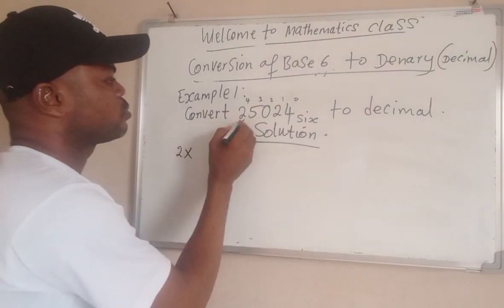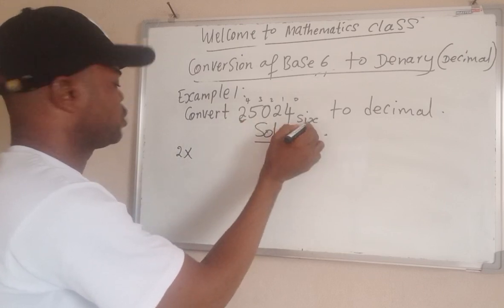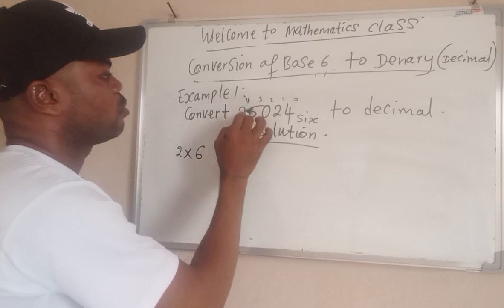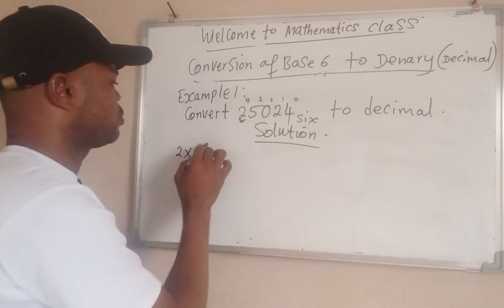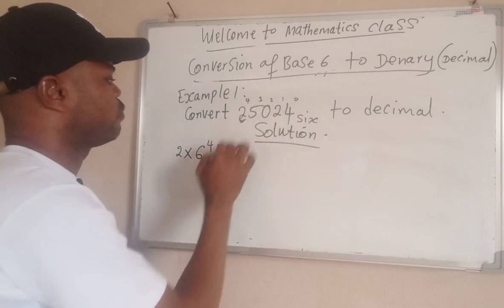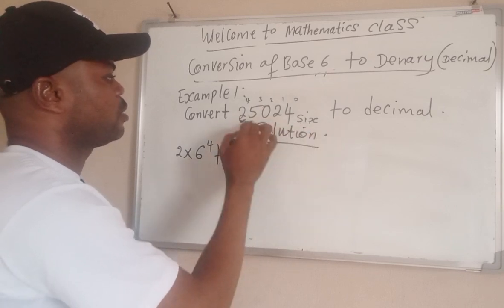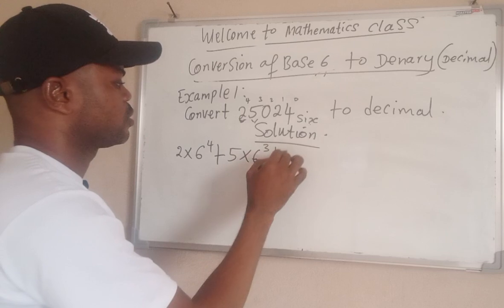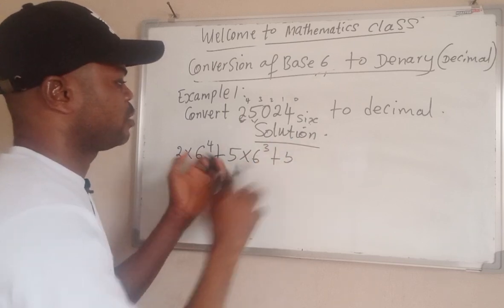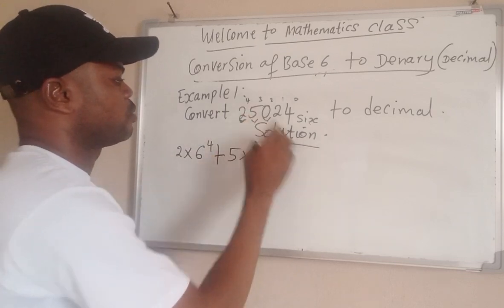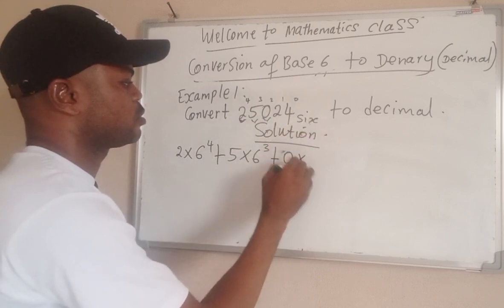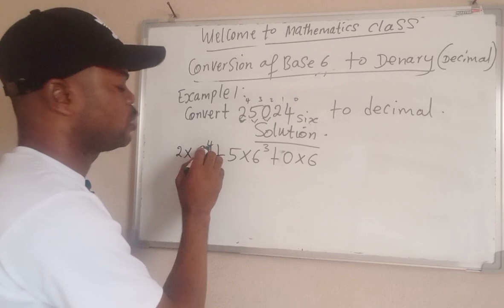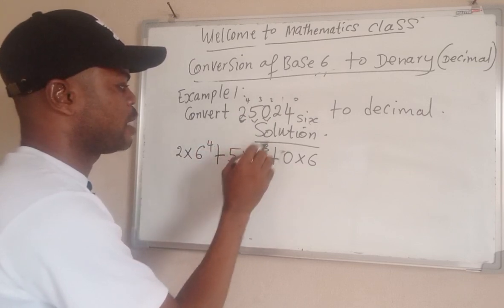Then say first number 2, multiply with the base, which is 6. How many is remaining? It is 1, 2, 3, 4. We started with this, raised to 4. Plus 5 times the base, which is 6, raised to power 3. I'm done with 5. The next digit is 0. 0 times the base, raised to power 2 remaining. Remember, it will be decreasing one step at a time.